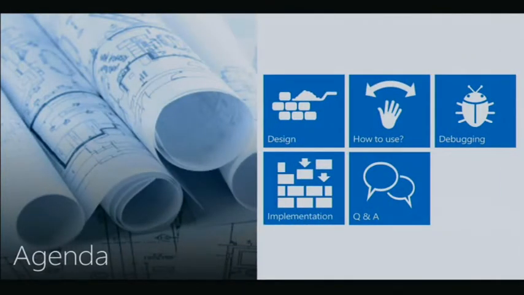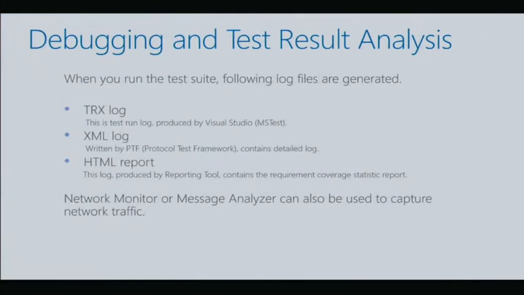All right. So next, let's look at the debugging and troubleshooting information. Basically, this section will tell you, in case a test case fails, what your options are and what files you can explore to look at what failed. When you run the test suite, some files get generated. These files help you find out what the failure was.